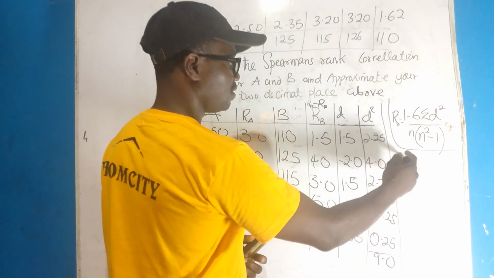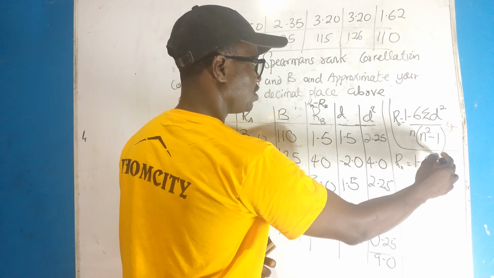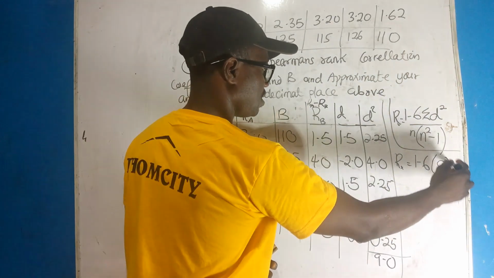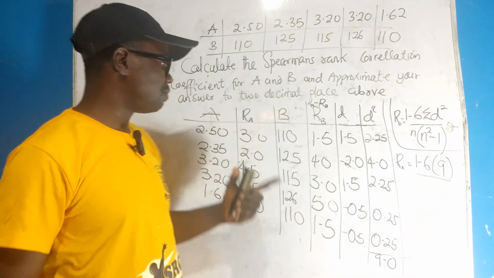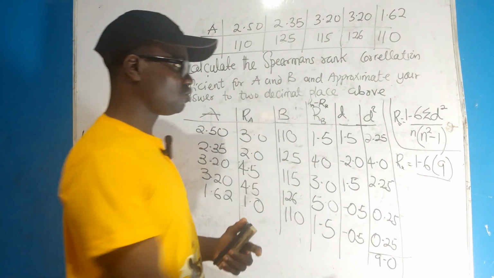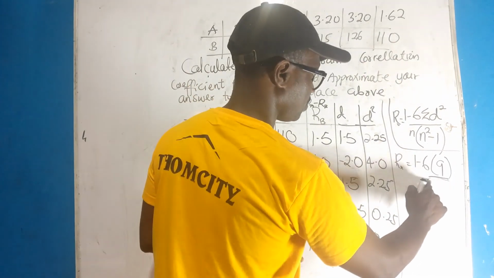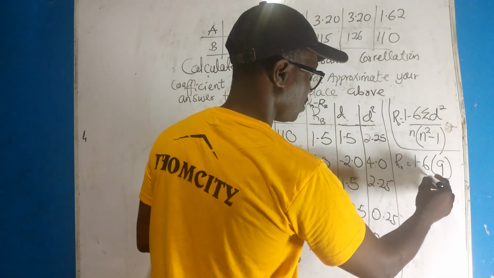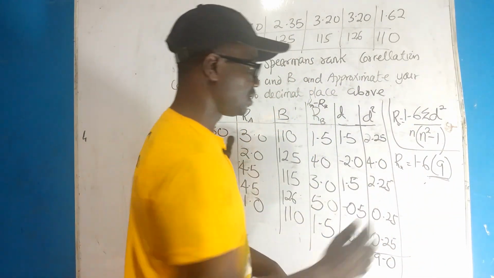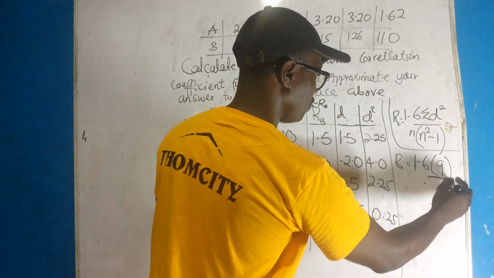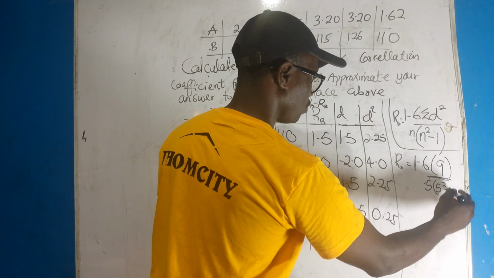Now from here, we can do substitution into the formula. So from there, we have the ranking 1 minus 6, summation of d squared is 9, all over n. N stands for the number of elements. So each element are having 5. So 5. Please don't forget, don't have the division affecting the 1. So you have 1 here over n, which is 5 into bracket 5 squared minus 1.